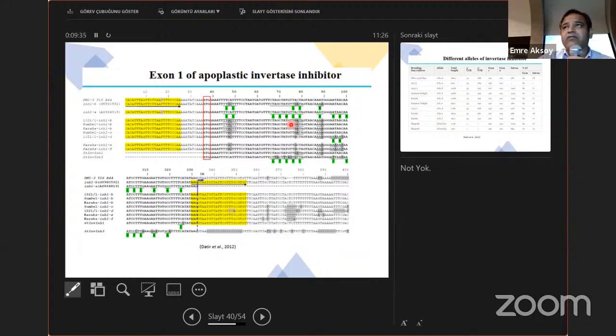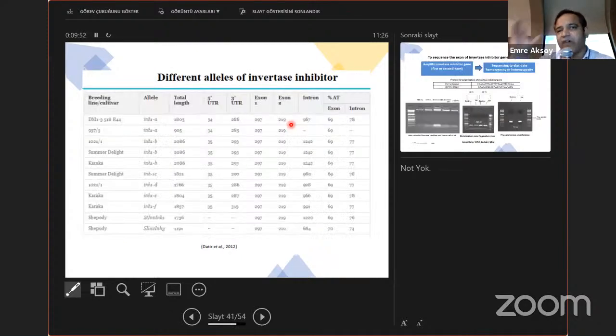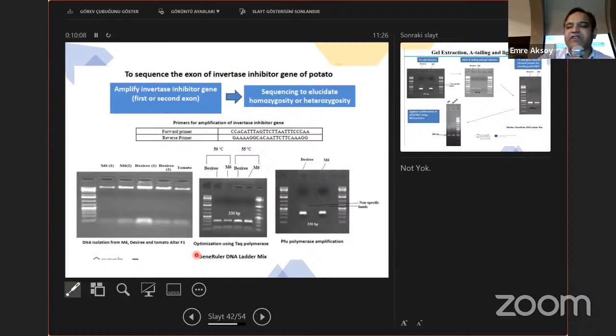It has different exons which we were going to target. Exon one is generally the one which is targeted in the literature. So we first cloned and characterized it and learned its sequence, although its sequence was already available, just to confirm in the diploid and tetraploid cultivars that were under study. With the literature, they already reported that there are different alleles of this invertase inhibitor.